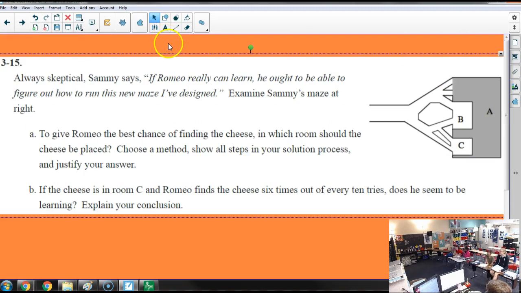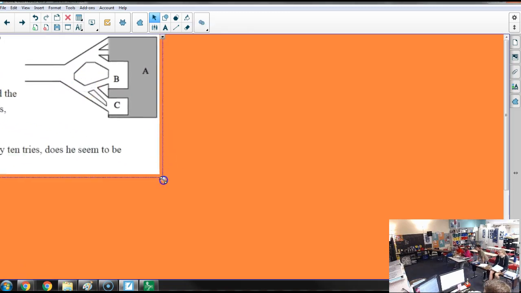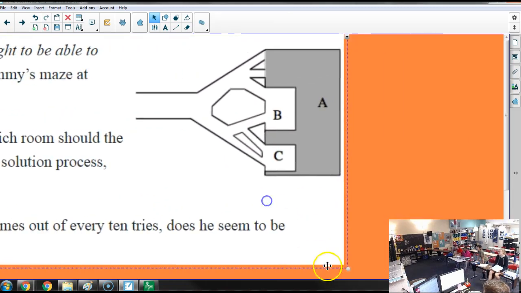All right, try this maze. Oh, there's another maze. The cheese is in room C. What's the chance that Romeo finds the cheese in room C? All right, draw that diagram. Now, if you guys would like, I will blow this up real big. Oh yeah, blow it up, so it's easier to write.